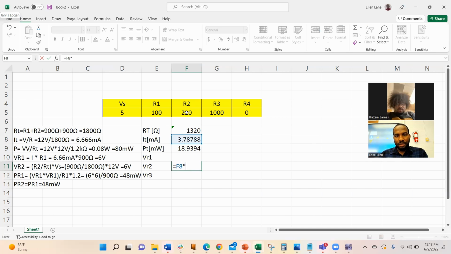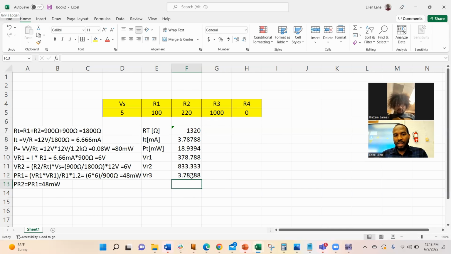Now this one we can find with the voltage divider method, which is equal to R3 divided by RT times VS. That's the voltage divider method that we talked about. So you can use that. It's actually more accurate than the Ohm's law method.